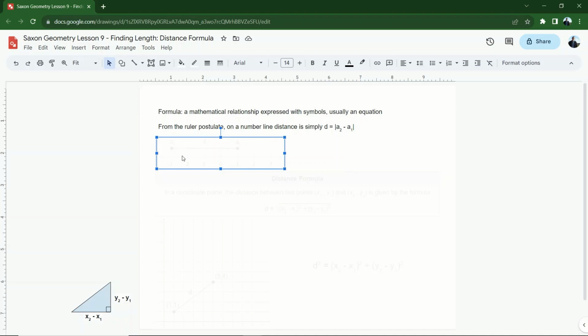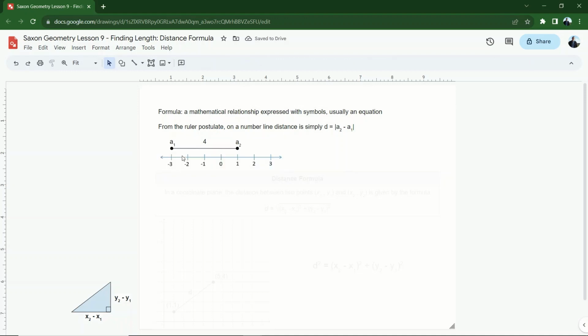So for example, here's the example we looked at when we learned this ruler postulate formula. We just looked at two positions on the number line. In this case, it's 1 and -3. And we plug in those values for A2 and A1. So in this case, it's going to be 1 minus -3. 1 minus -3 is 4. The absolute value of that is 4, so the distance between these 2 points is 4. This is a one-dimensional distance formula, but it's not the actual distance formula yet. It's just part of what we're going to apply.